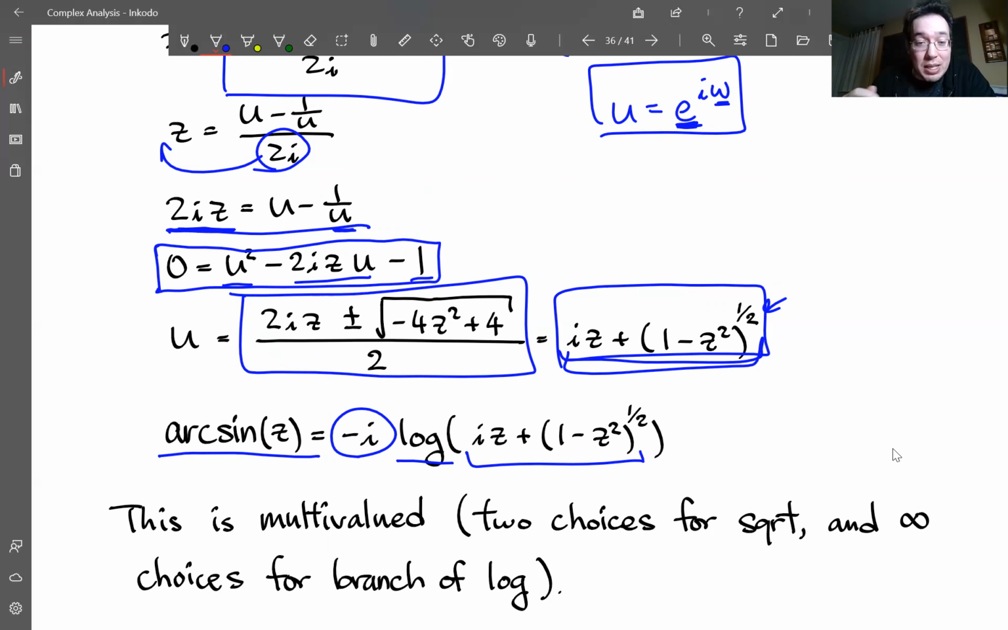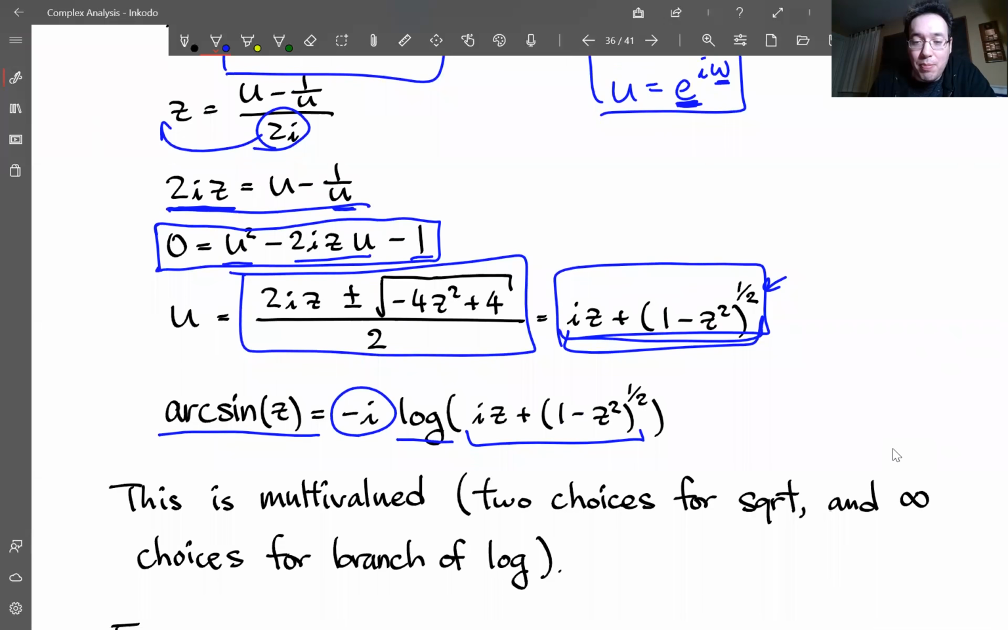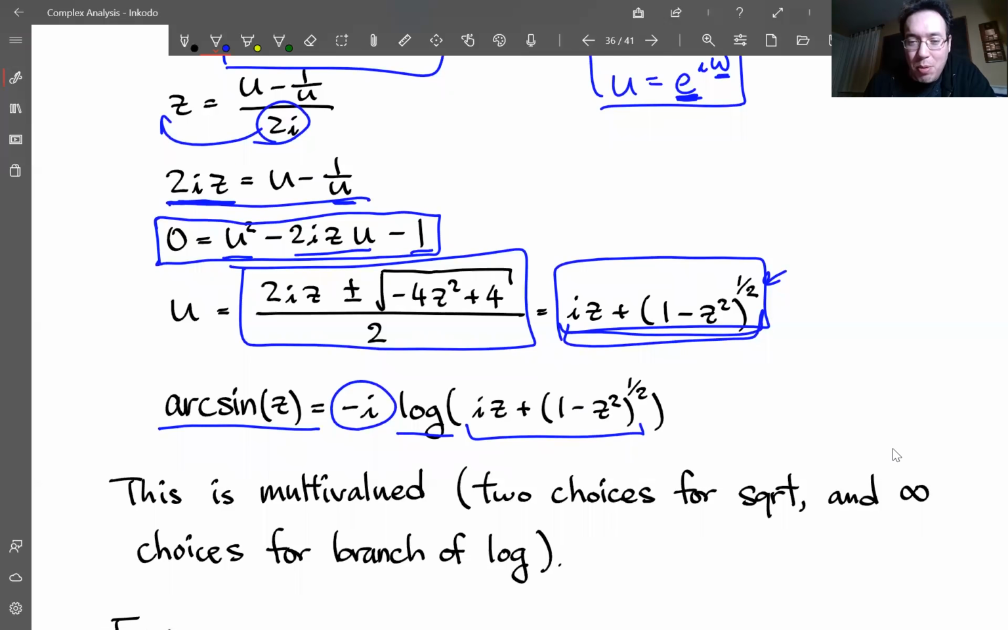Now, this is a multi-valued function. There's actually lots of answers to the arcsine. And that's kind of expected because sine is a periodic function, right? Every time you add 2 pi to your input, you get exactly the same thing. So we do expect this to be multi-valued. But it's a little bit more complicated than that. It's multi-valued in a couple of senses.